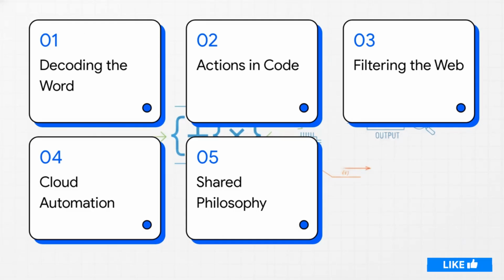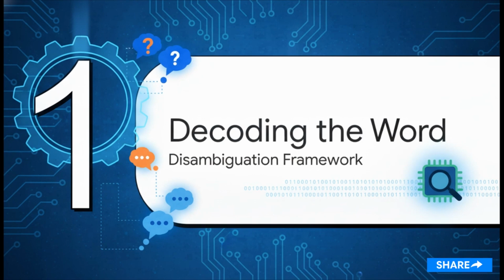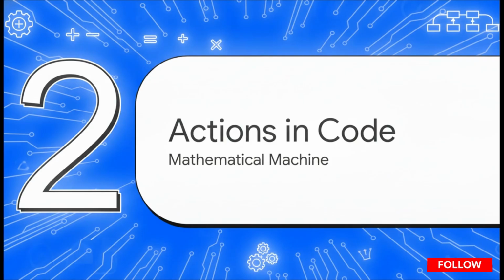To make sense of all this, here's our roadmap for today's explainer. We'll decode the word itself, explore actions in programming code, look at how we filter the web through search, scale things up to cloud automation, and finally, uncover the shared philosophy that ties this whole thing together. All right, let's start with part one, decoding the word operator, creating our disambiguation framework. Which brings us right into part two, programming, where operators act as mathematical machines in our code.